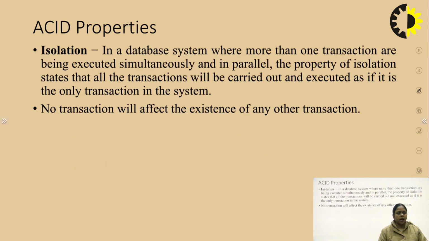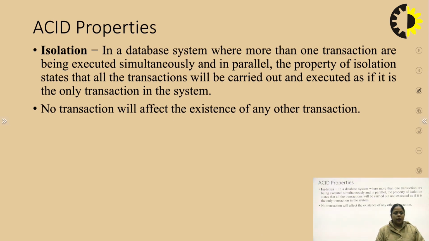Now next is isolation. What it means? In a database system where more than one transaction is being executed simultaneously and in parallel, the property of isolation states that all the transactions will be carried out and executed as if each is the only transaction in the system. No transaction will affect the existence of any other transaction.